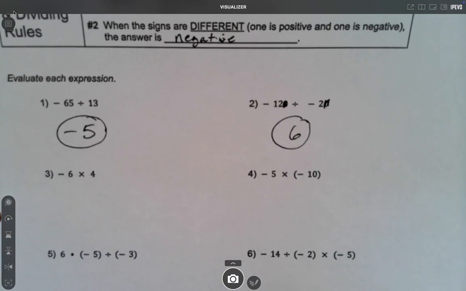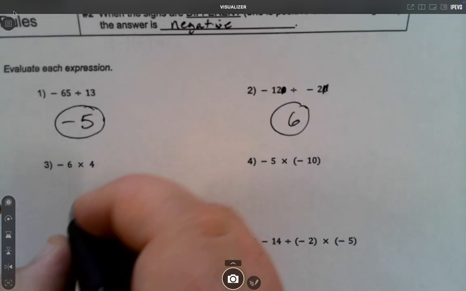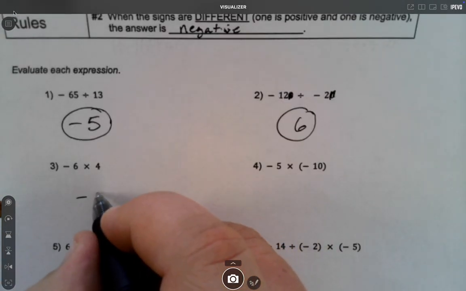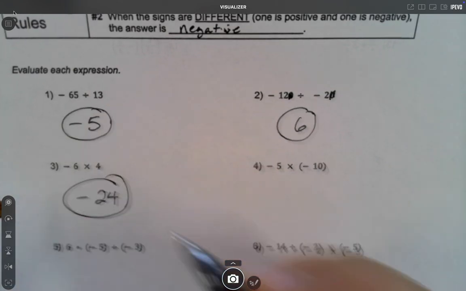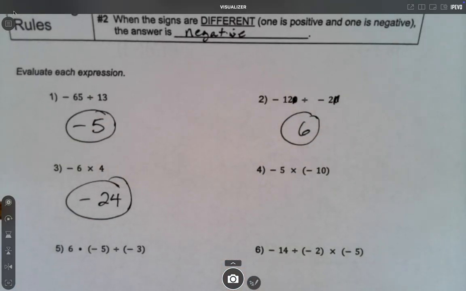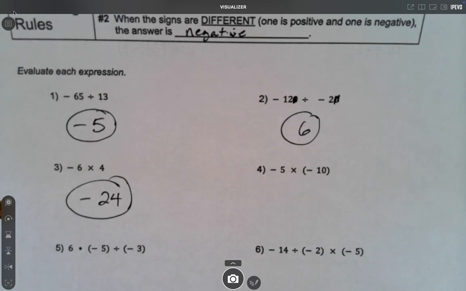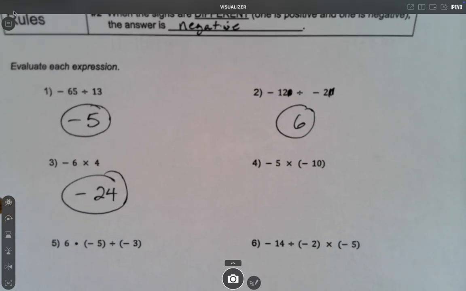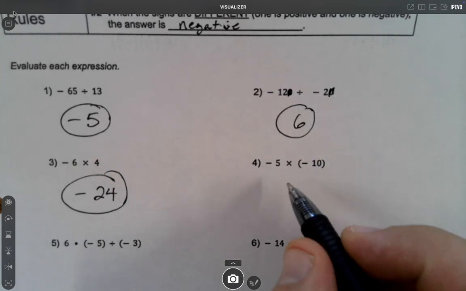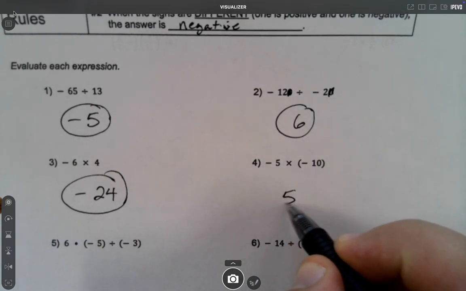Okay, number 3, we have a negative times a positive. Negative 6 times positive 4, so I know the answer will be negative. And 6 times 4 is 24. Okay, 4, they're both negative, so they have the same sign, so the answer is positive. 5 times 10 is 50.